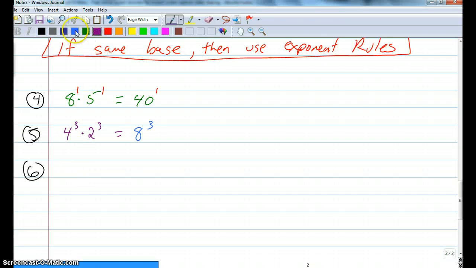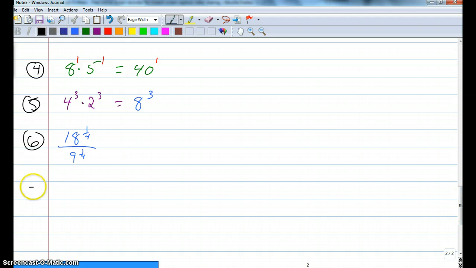So I'll tell you what, here comes 2 more. 18 to the 1/4 over 9 to the 1/4. Try that one, and try this one as well. 27 to the 2/3 over 9 to the 2/3, quantity to the 8th power. Go ahead and pause it and try these two.